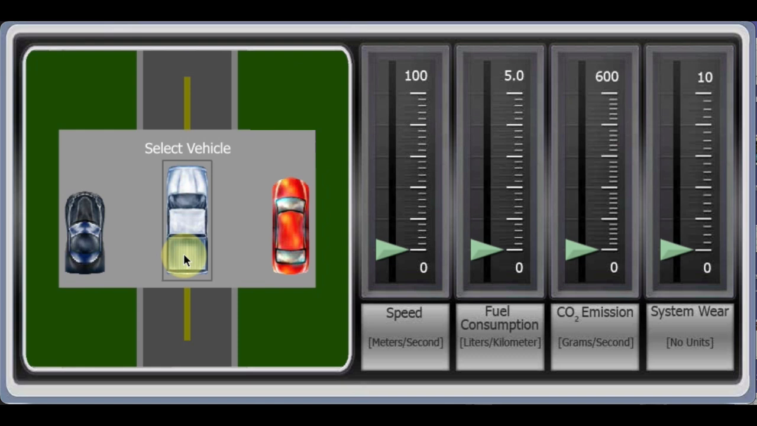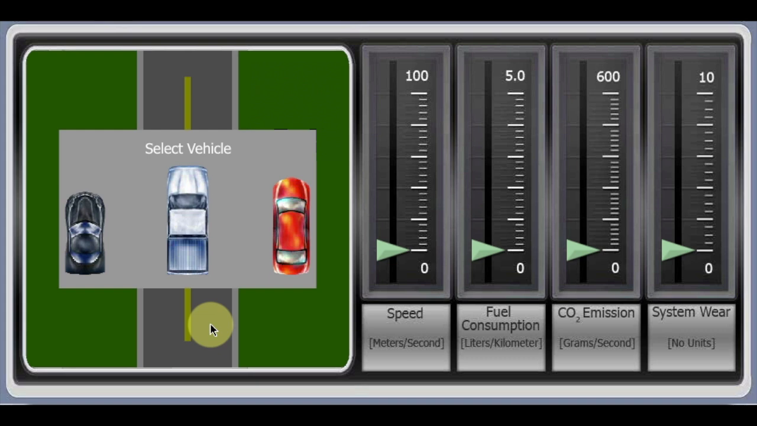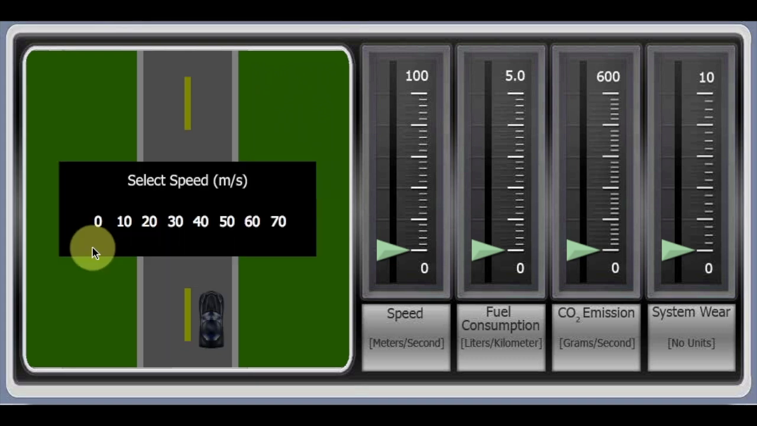Please note that the vehicles have different weights and shapes. By the way, you can use the other two simulations in this module to study the impact of mass and shape on motion. Next, choose a speed.